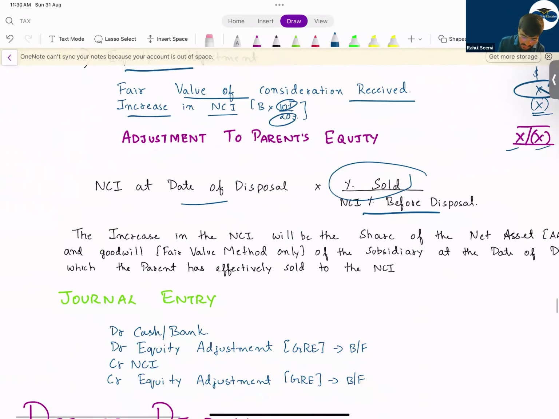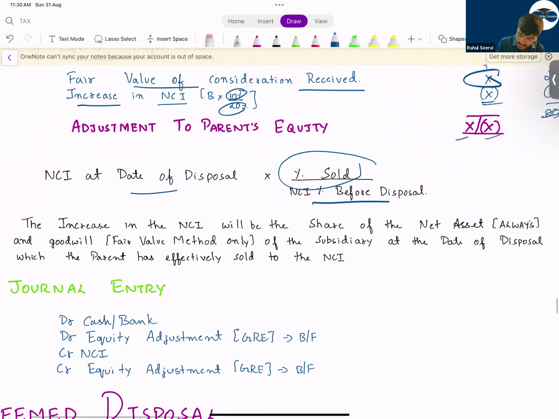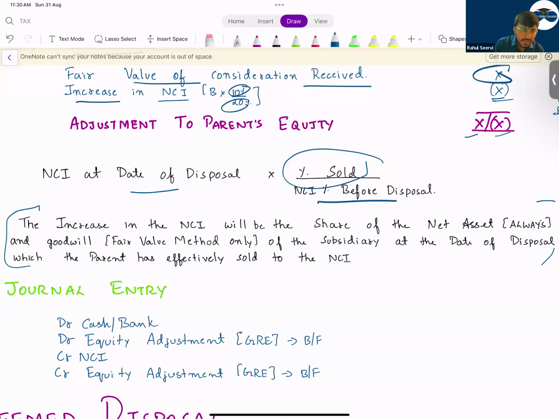Now a very important line, this one. Sometimes what will happen in the exam, no? It will be difficult for you to calculate the NCA value at disposal date. This is only for which one? Only for step disposal. The increase in NCA will be the share of net asset.